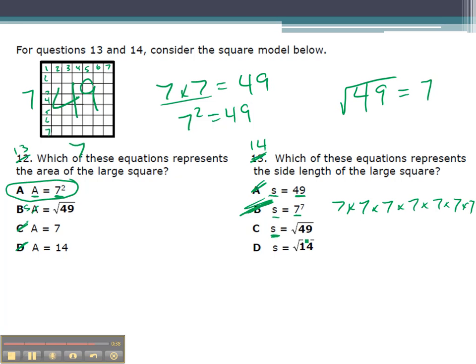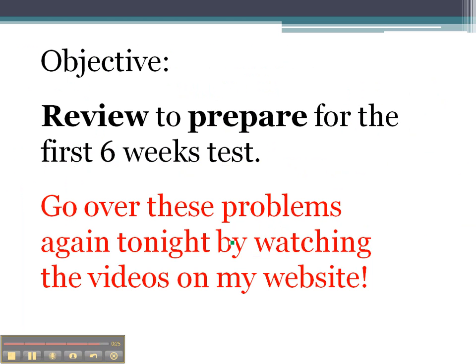This one says the side length equals the square root of 49. The side length is 7, and that does equal the square root of 49. This one says side length equals the square root of 14. That's not right. Okay. I think that is the last problem.